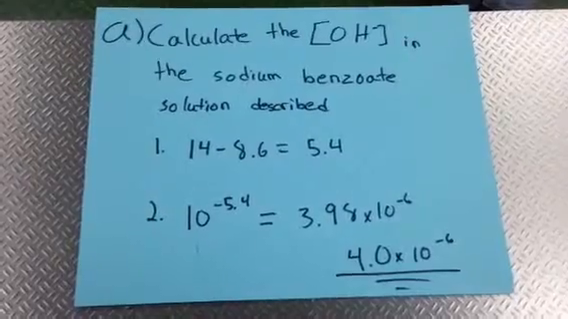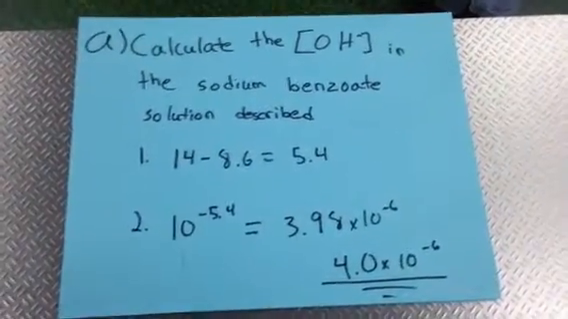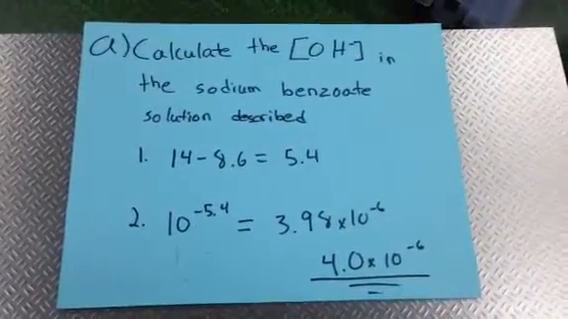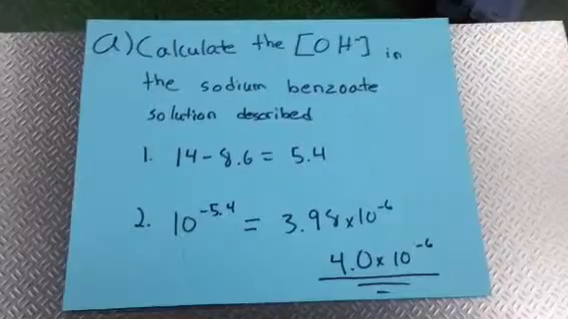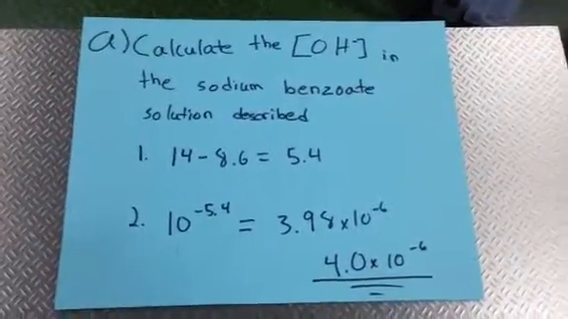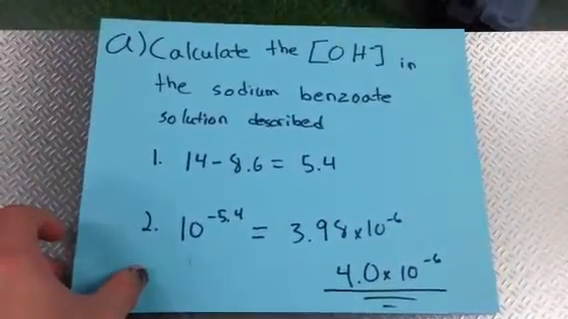And then step 2, we're going to change the log, or how we normally find the pOH. We're going to change that into exponential form, which is going to turn into the base of 10 to the power of negative 5.4, and that's going to give you 3.98 times 10 to the negative 6. We have 2 sig figs, however, so that's going to turn into 4.0 times 10 to the negative 6th.